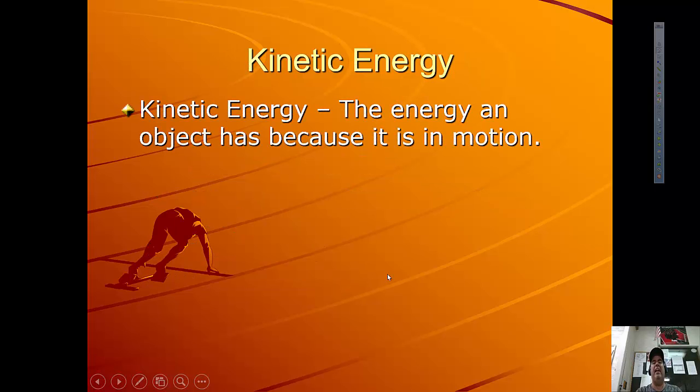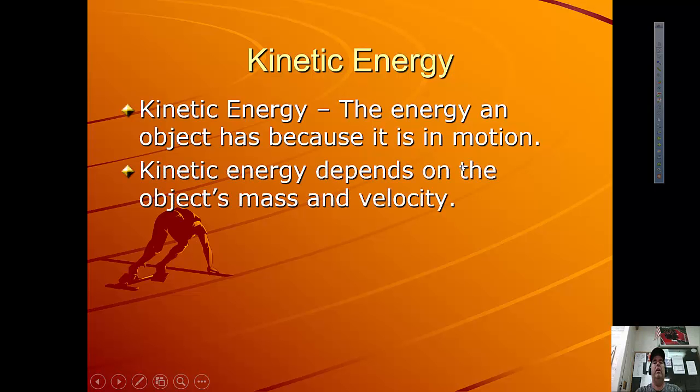Kinetic energy, that's the one that's in motion. Whether we're talking about a high-speed bullet or a slow-moving turtle, anytime something is in motion, it has a certain amount of kinetic energy. Kinetic energy is going to depend on 2 things. Number 1, the object's mass, and number 2, the object's velocity.